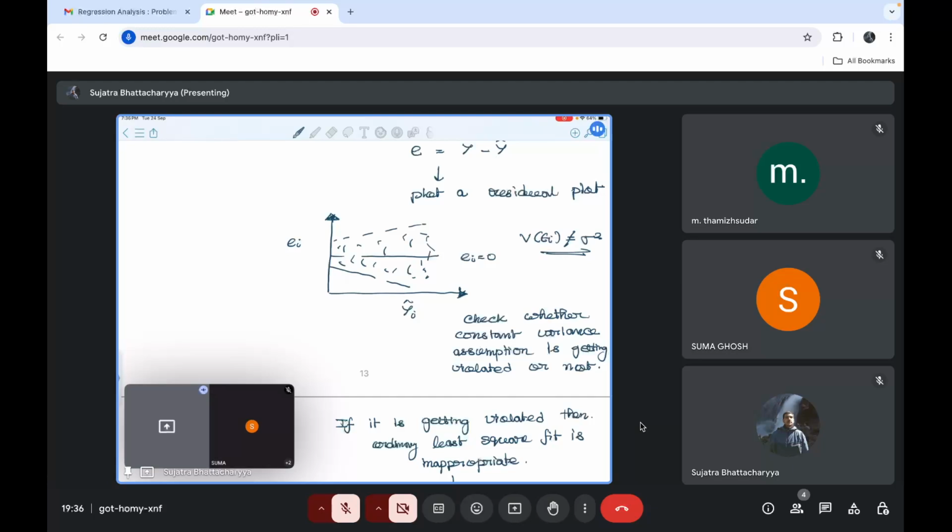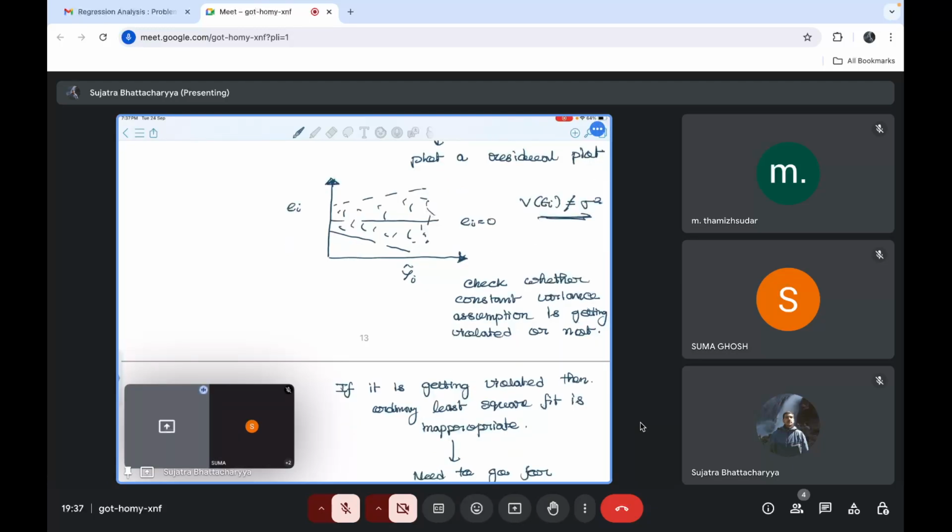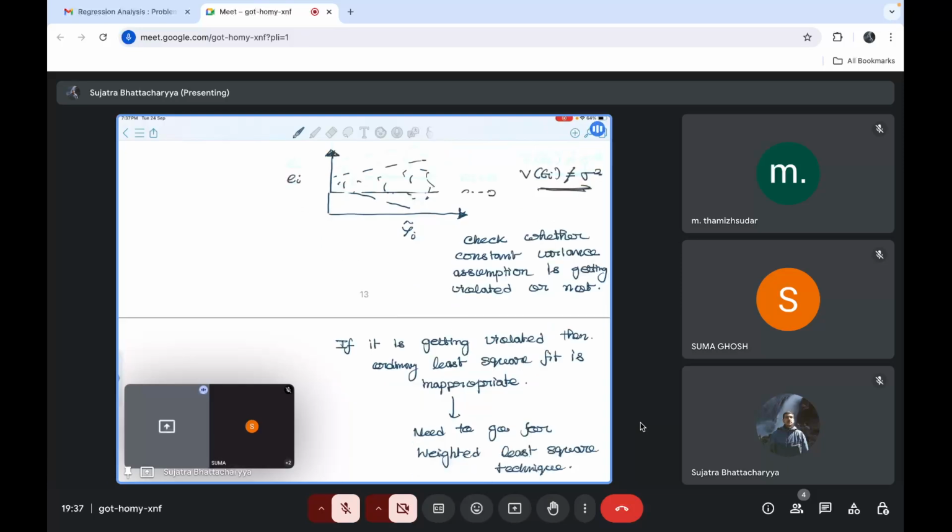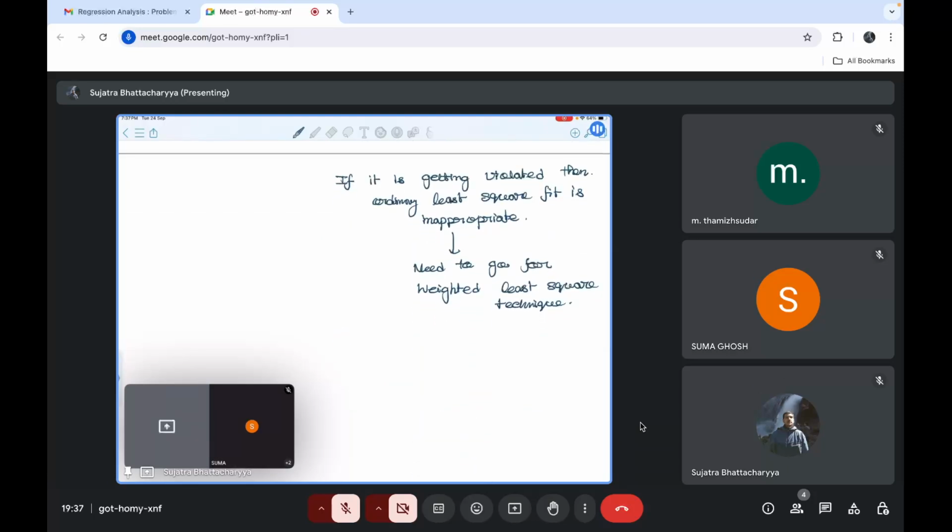But if this kind of thing happens or something else happens, where variance of epsilon is not a constant, not equal to sigma square, then you have to go for the weighted least square technique, where we know that weights are equal to 1 upon sigma square, but there is a way of calculating it.